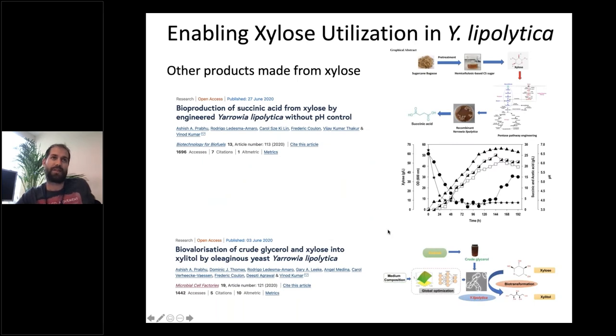And these strains were not only able to produce lipids, but with a little bit of further modifications, they could also make other products out of xylose. And in this collaboration with Vinod Kumar from Cranfield University, we used the same strain that we developed with a little bit of further modifications to make succinic acid and xylitol.